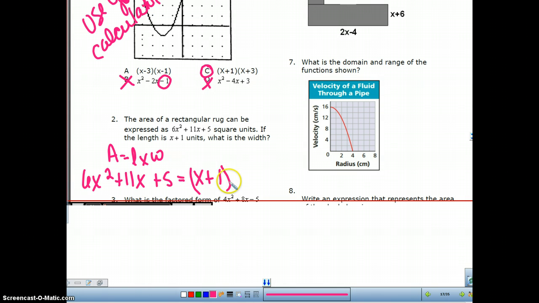We don't know. What should we do? Why don't we just factor this? Okay, good. That sounds like a great idea. Let's factor it. So, is it a perfect square trinomial?